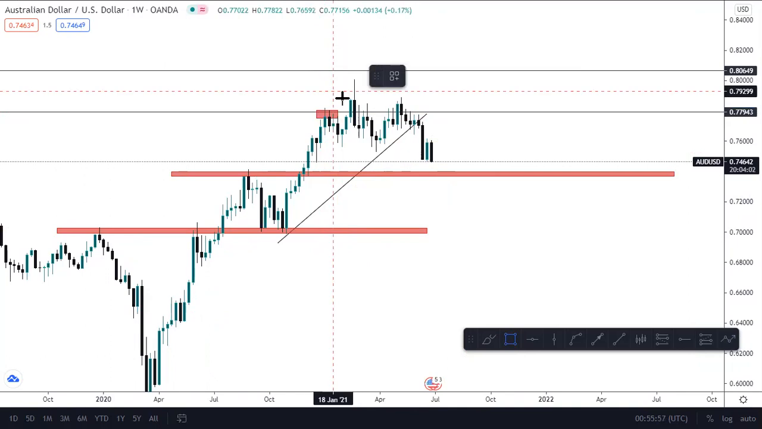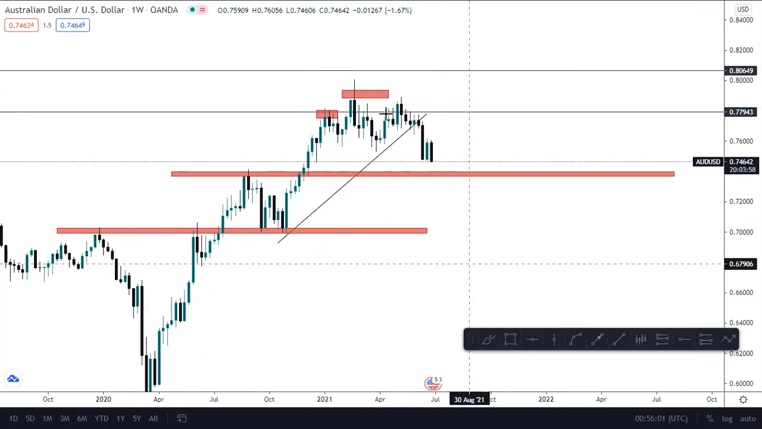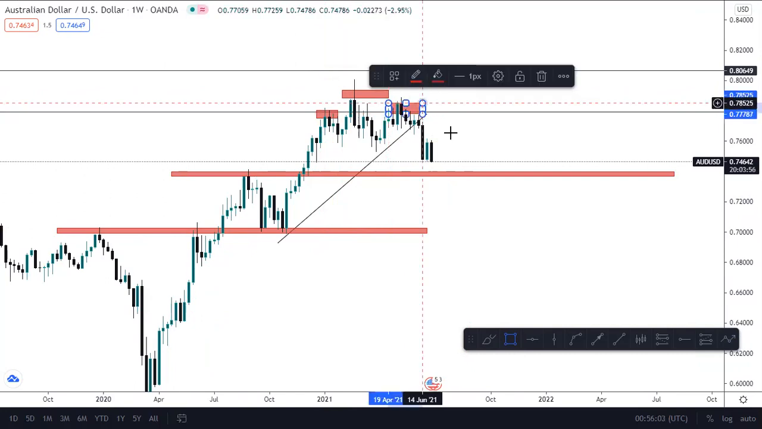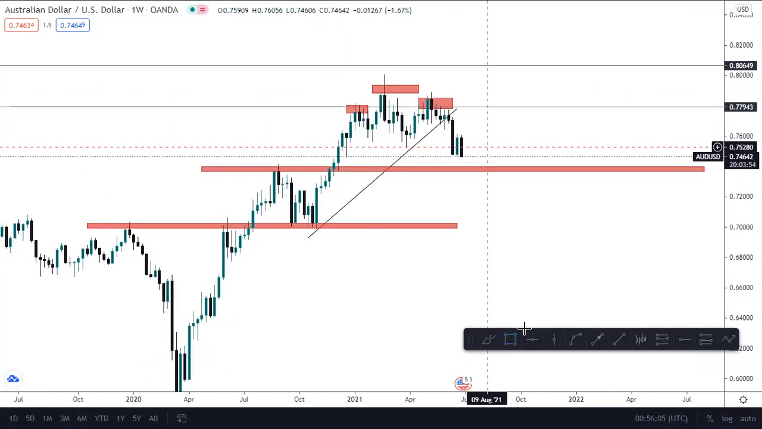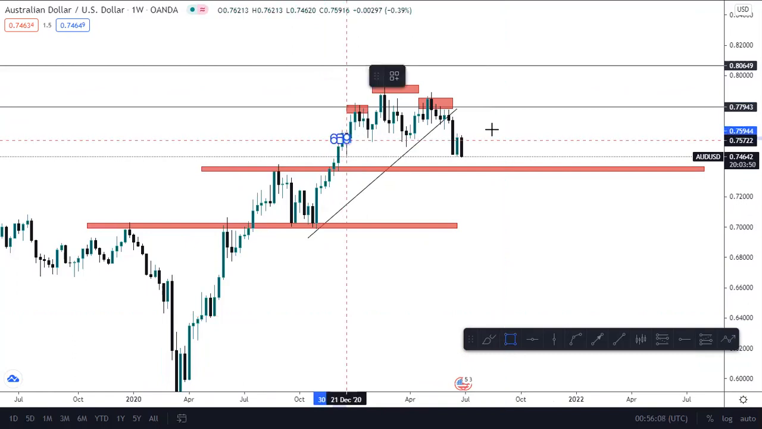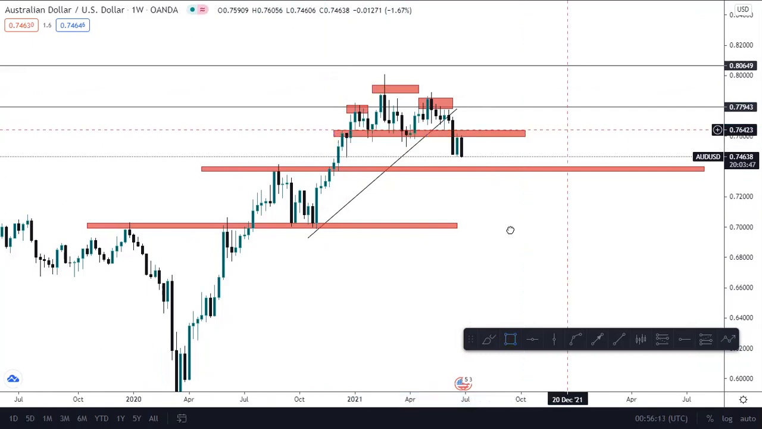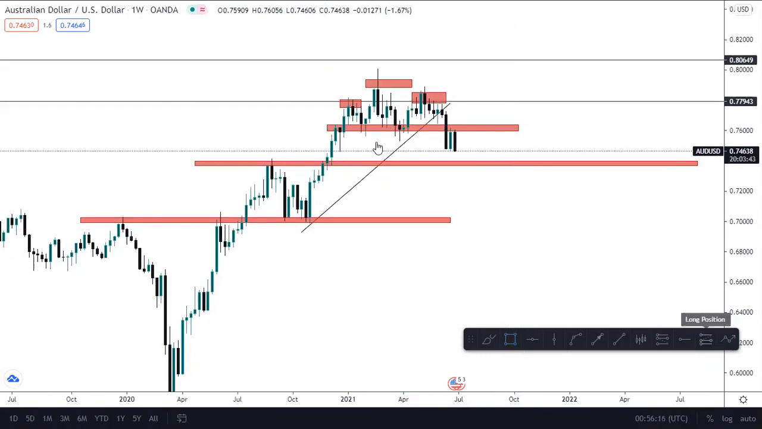Sorry, the head and the last shoulder. And what happened? We had support here. Now look what happened. After this support, a head and shoulder was formed.